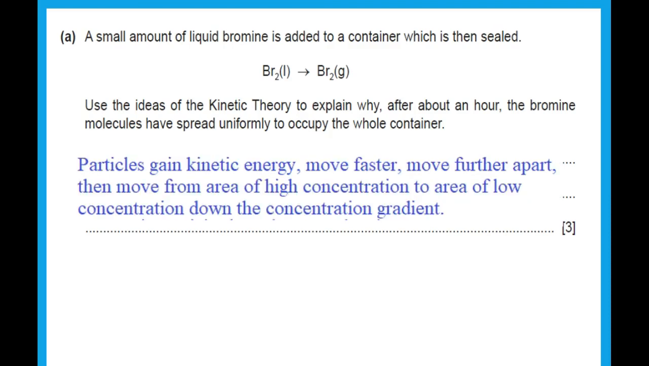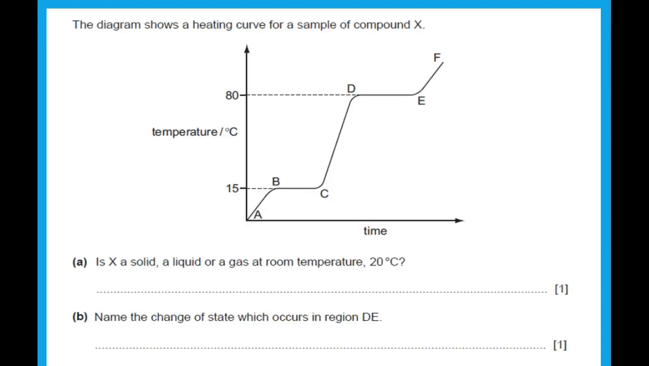So what should we say? First, the particles of the bromine. Remember that anything that happens, particles either gain kinetic energy or lose kinetic energy first. So if I'm moving from liquid to gas, that means it's going to take some energy from the atmosphere. So particles gain kinetic energy, move faster, move further apart, and then they move from area of high concentration to area of low concentration down the concentration gradient. This is by diffusion. Okay, that is what is happening.